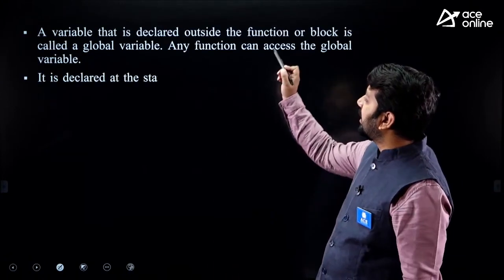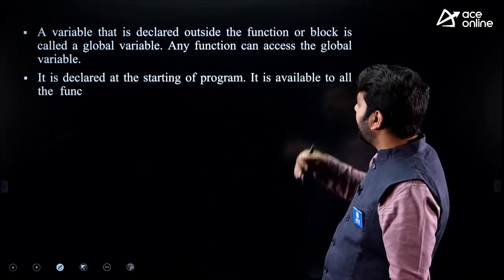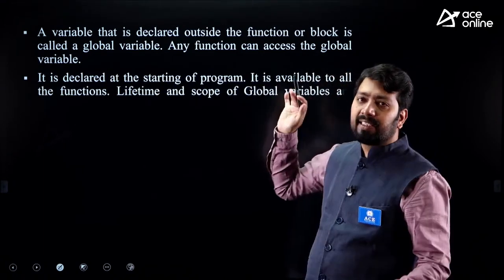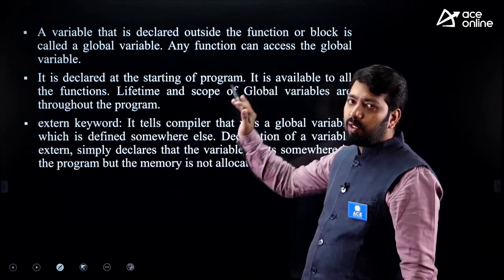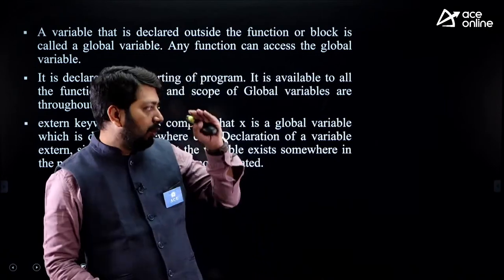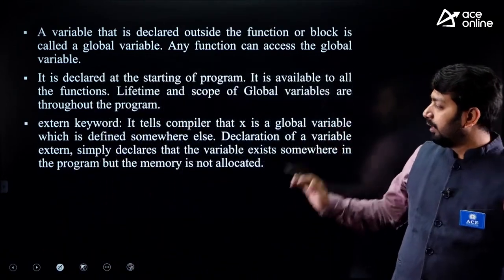A variable that is declared outside the function or a block is called a global variable. Any function can access the global variable. Any of the functions in the program can access the global variable. Life of the global variable is throughout the program. Scope of the global variable is throughout the program. You can pause the video and read all those statements.